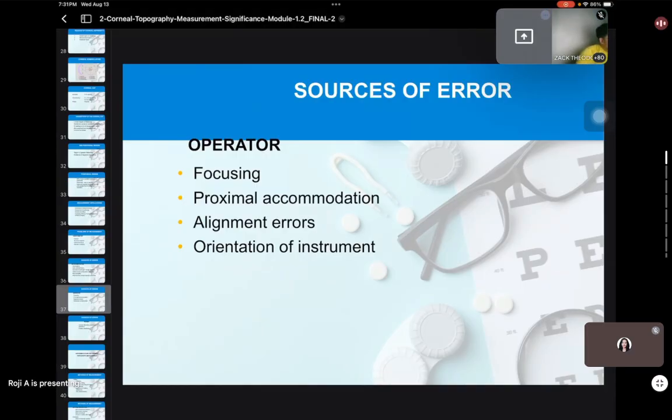Okay. And then we have the alignment errors and the orientation of the instrument.